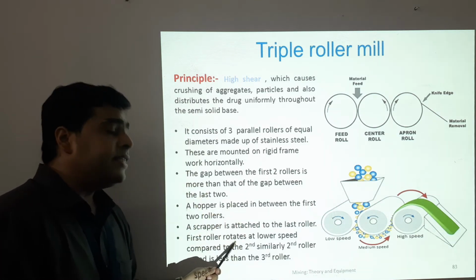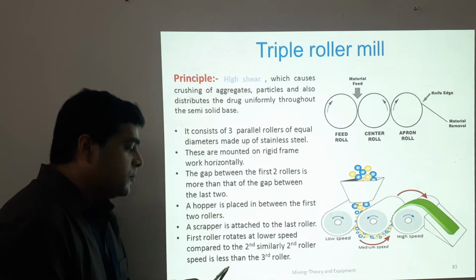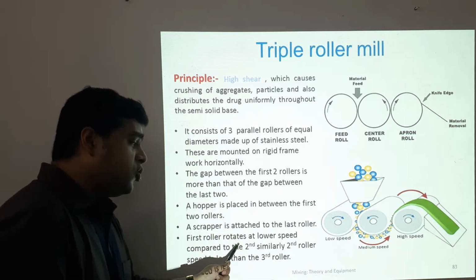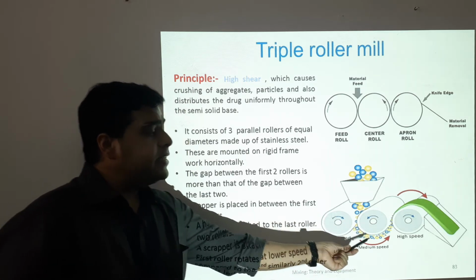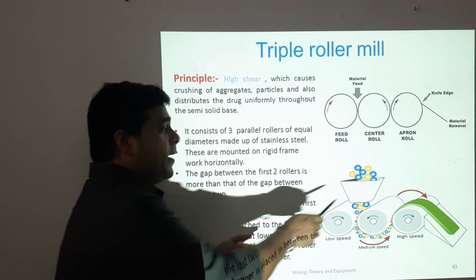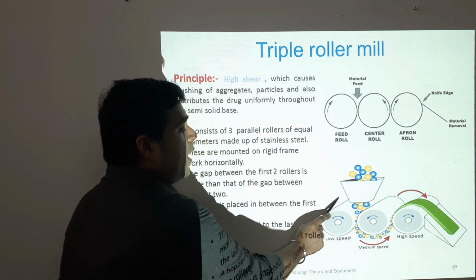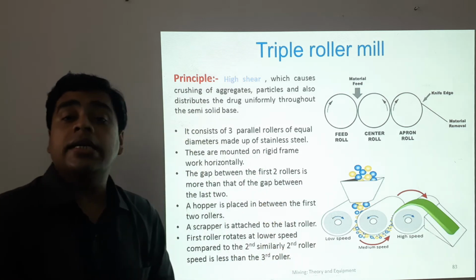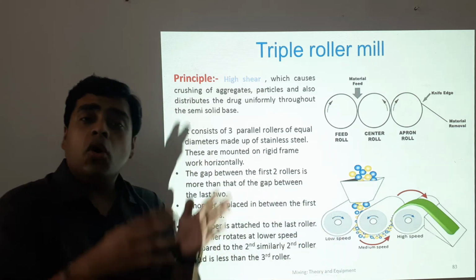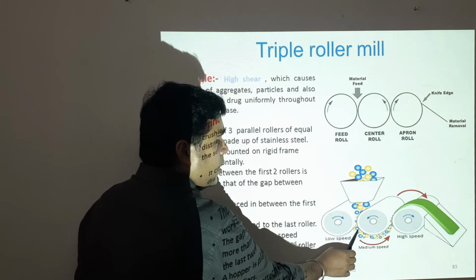The first roller rotates at a lower speed compared to the second, and similarly the second roller's speed is less than the third roller. So this is the beauty of this machine. That is, the first roller rotates at a low speed, the second one rotates at a medium speed, and the third one rotates at a high speed. So when materials are coming to this, if the roller is rotating like this, it will pick up all the feed, because it is a sticky material, the semi-solid material, because we have to disperse all the solid materials with the ointment bases. So it will pick up the material and it will put it here.